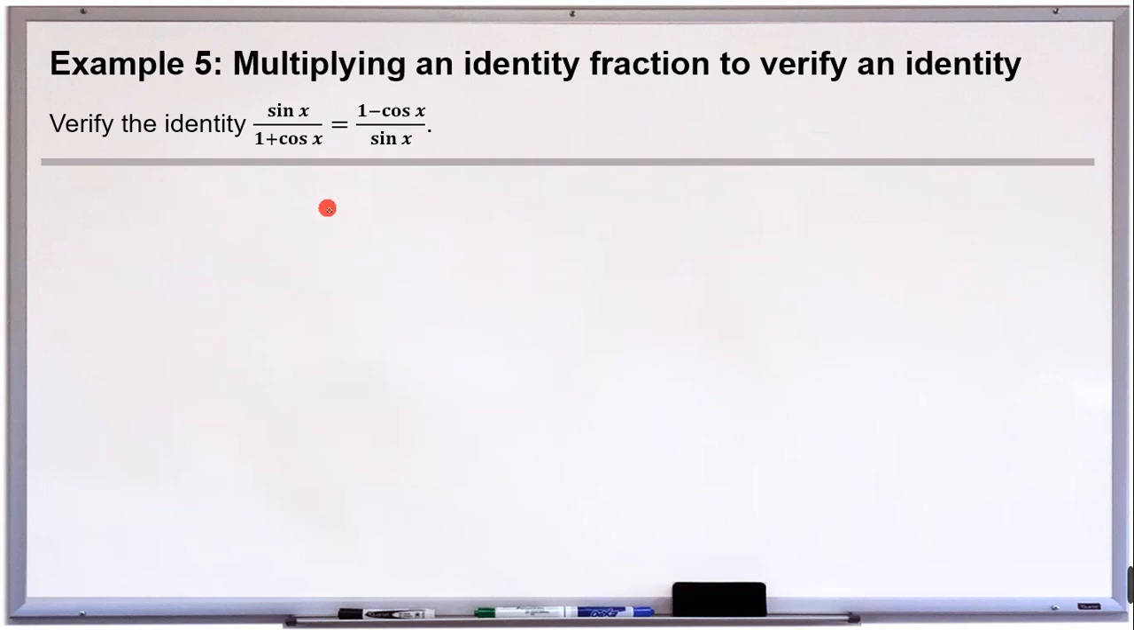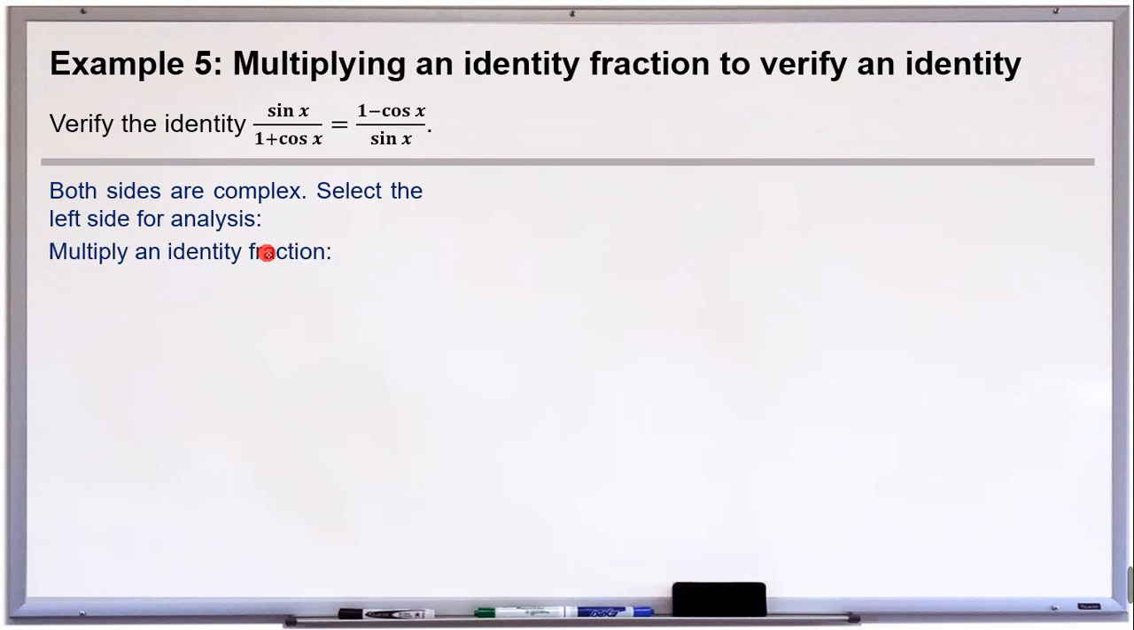Okay, next, example number 5, multiplying an identity fraction to verify an identity. So the problem statement goes like this: verify the identity sine x over 1 plus cosine x is equal to 1 minus cosine x over sine x. Now both sides of the equation are complex, so you can pick either of the two sides. So for me, I select the left side for analysis.